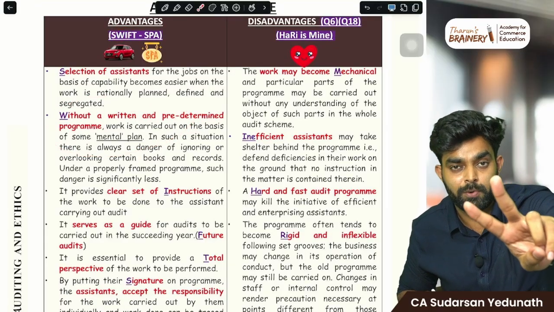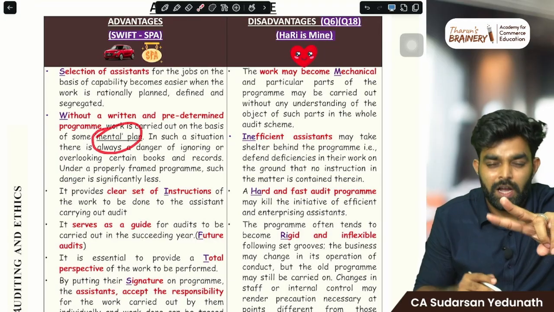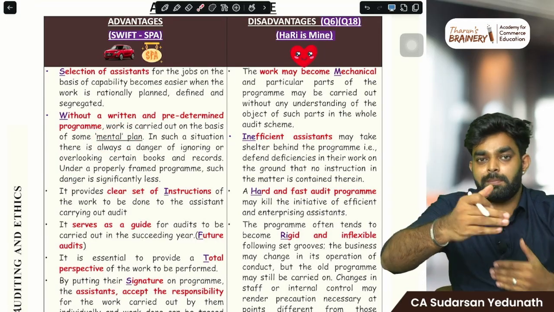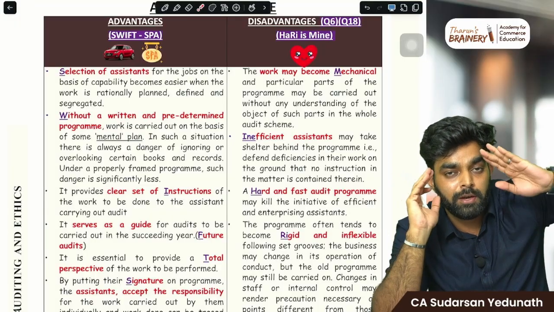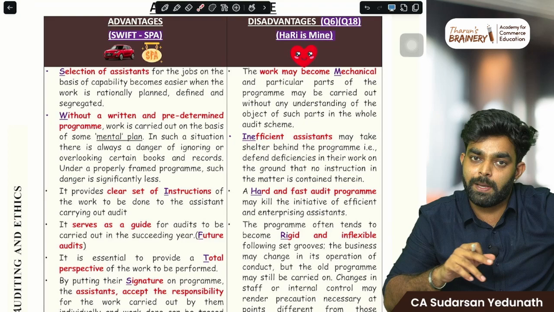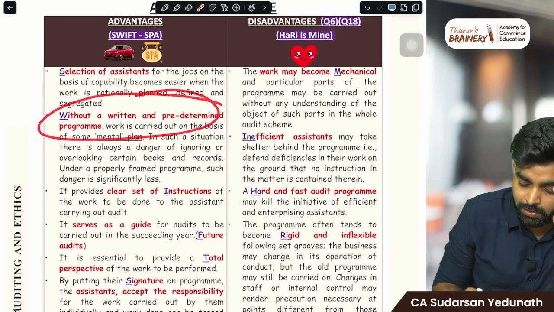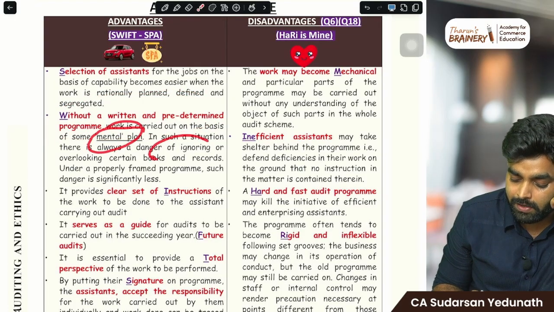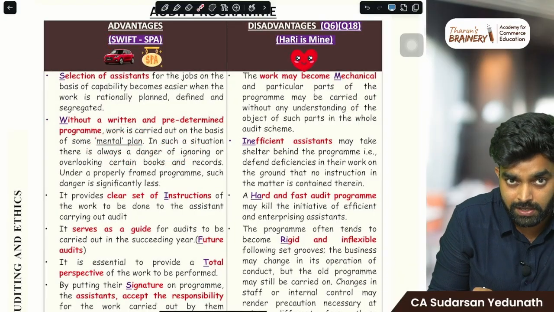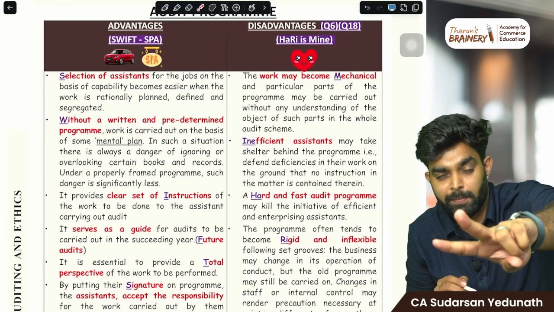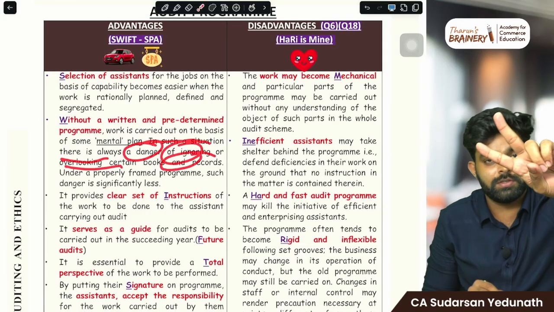Without a written audit program, you will be following steps in a mental plan. How can you follow a mental plan? Tell me, if you are having exams 1 or 2 months down the line, can you plan mentally? No, right? We'll plan and put it on a piece of paper. That only will work. Mentally planning and studying will not work. So without a written audit program, work will be carried on a mental plan, and we'll ignore or miss something. There is a danger of ignoring and overlooking books and records.